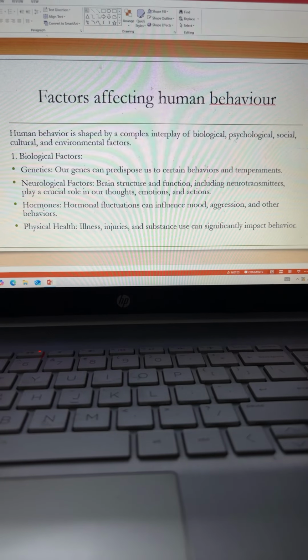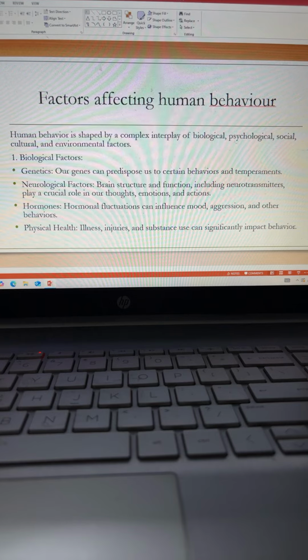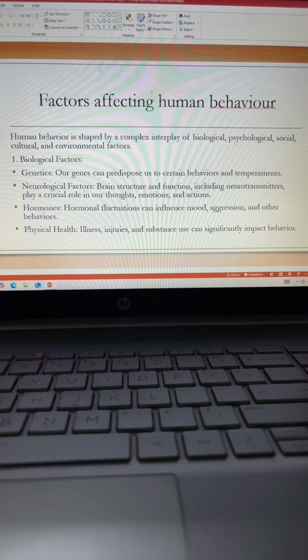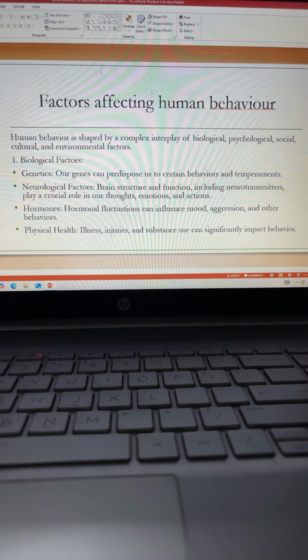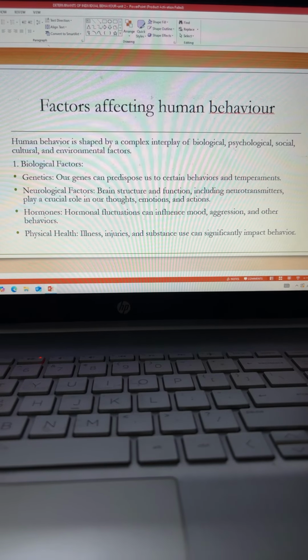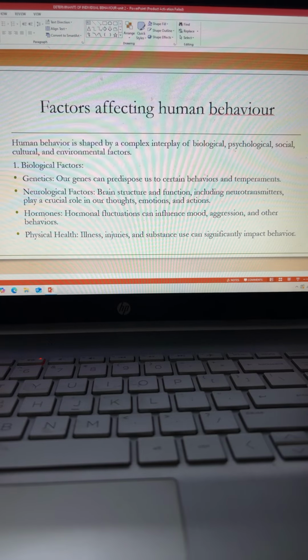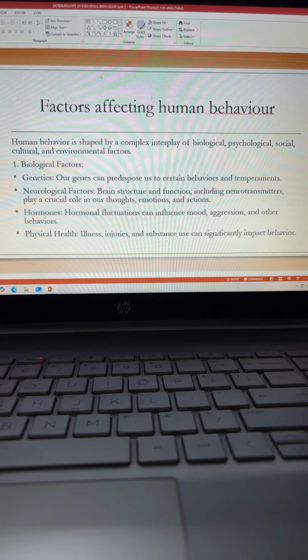Good morning everyone. Today we will be discussing the factors that actually affect human behavior. Human behavior, as we have studied, is influenced by a number of factors. It may be genetic, it may be human instinct, it may be due to the environment, it may be due to the personal experiences of the individual.